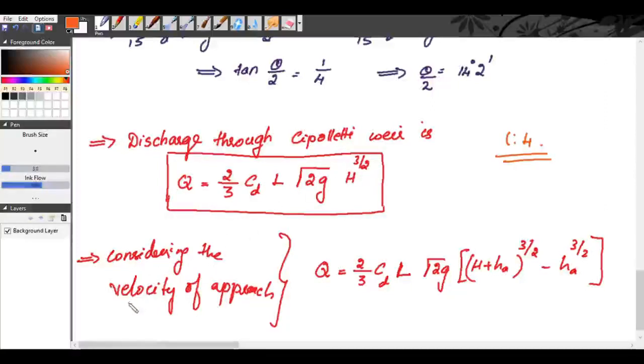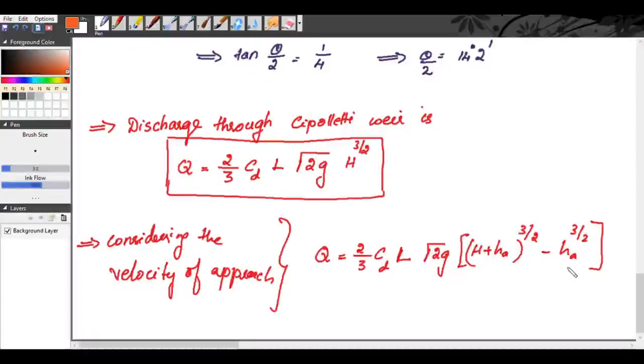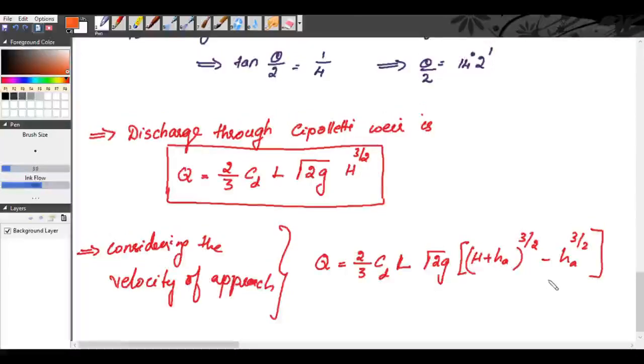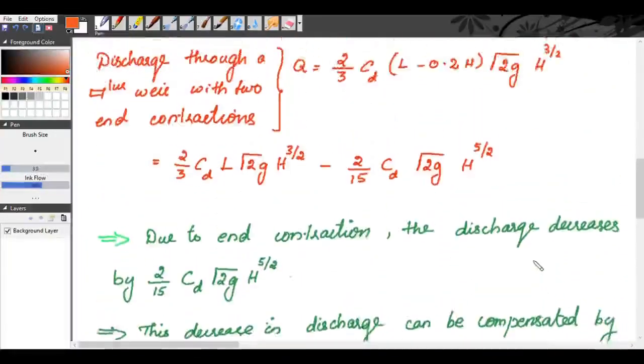Now, by considering the velocity of approach, our Q will be equal to 2/3 CD L into root of 2G into (H plus HA) the whole raised to 3/2 minus HA raised to 3/2. HA is the additional head due to the velocity of approach. So, we can determine the velocity of approach as Q by the area of cross section of the notch or the weir. We have already done this in the previous problems. So, that's all about the Cipolletti weir.